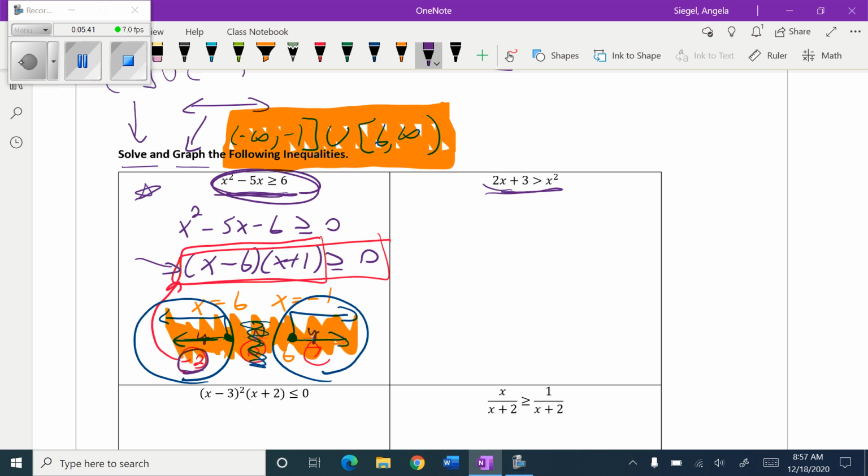So this one, I'm going to take and I'm going to move these over here. So it's going to be like 0 is greater than x squared minus 2x minus 3. So go ahead and factor that and see how far you can take it.